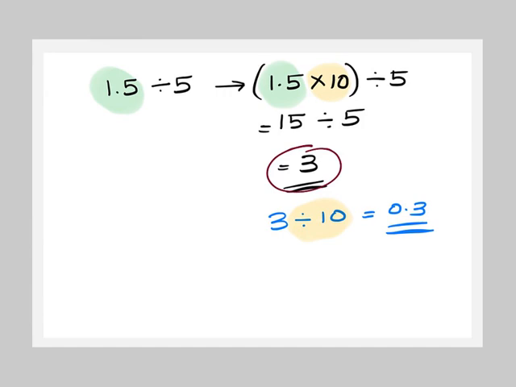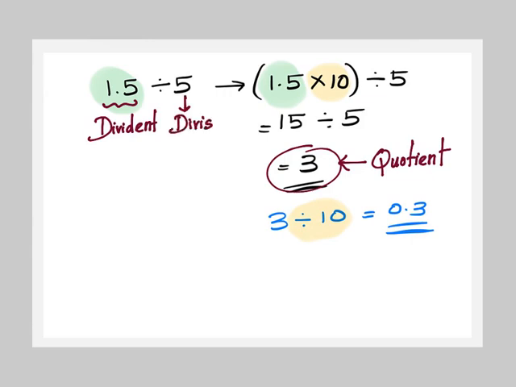So what is this 3? This 3 is the quotient. This 3 is a quotient that we get. And this 1.5 is a dividend. And this 5 is a divisor. So dividend divided by divisor, we get the quotient.